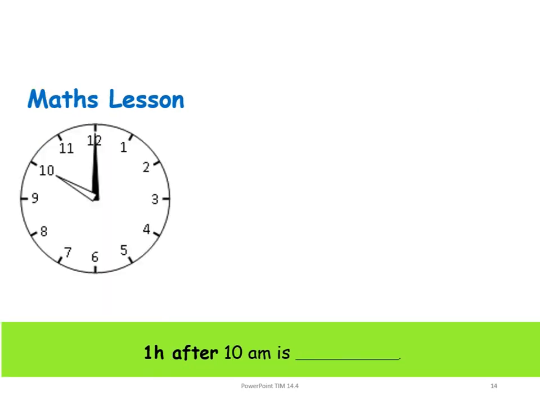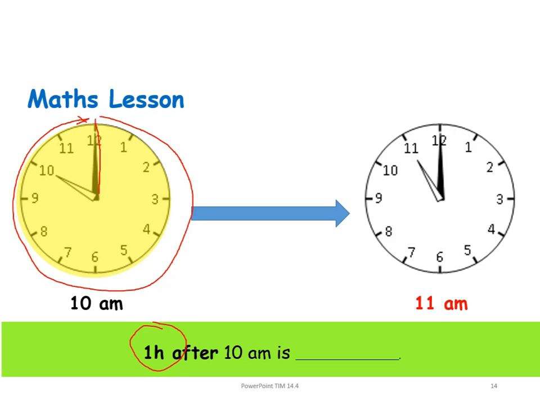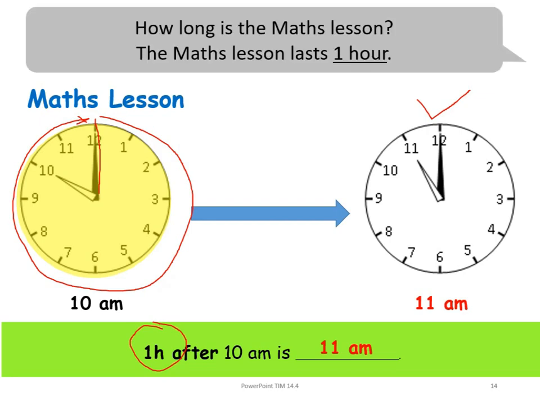Now let's move on to math lesson. Math lesson starts at 10 a.m. and it also lasts for 1 hour. How long is 1 hour? It's when the minute hand over here travels from here 1 round around the clock. Same thing as just now, and now the time becomes this. Look at this clock over here. What time is it now? It is 11 a.m. So 1 hour after 10 a.m. is 11 a.m. So how long is math lesson? Math lesson lasts for 1 hour.